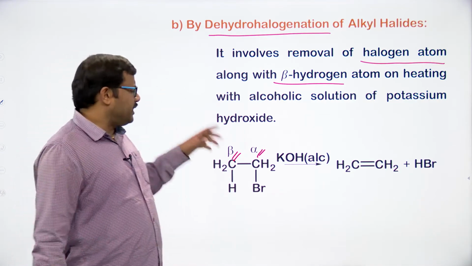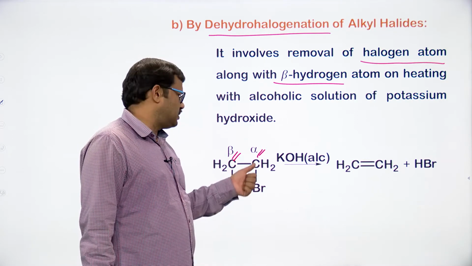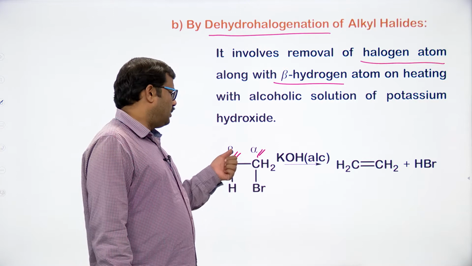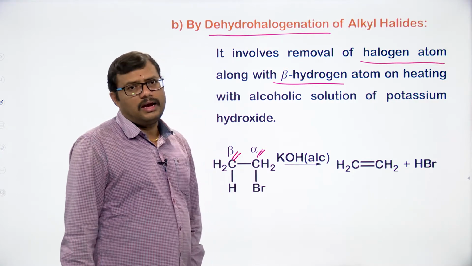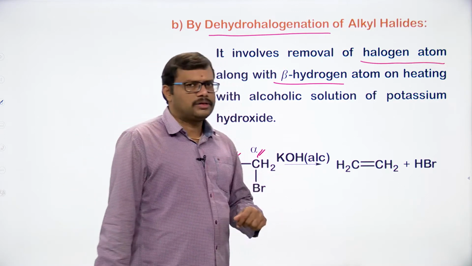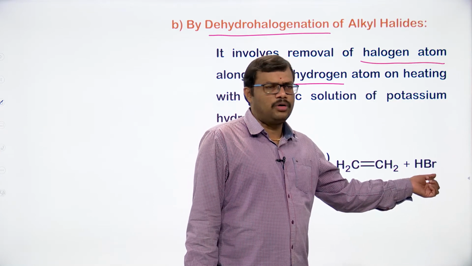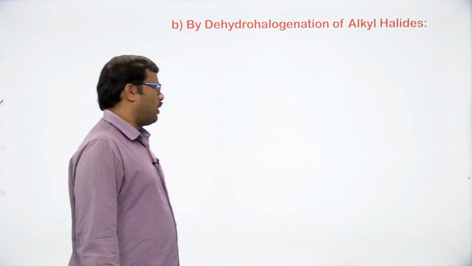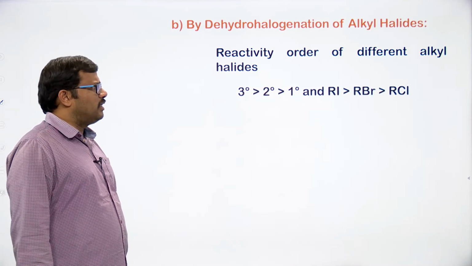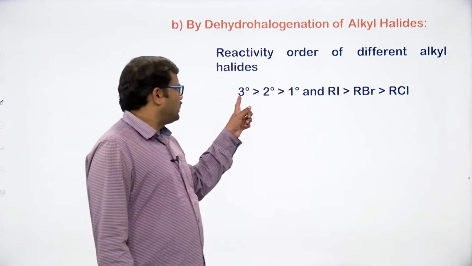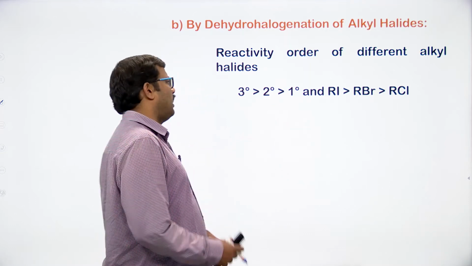Always, the carbon to which the halogen is attached is considered the alpha carbon atom, and the next carbon is the beta carbon atom. Whenever alkyl halides are treated with alcoholic potassium hydroxide, the halogen as well as the hydrogen, that is the proton, are removed and we get an alkene as a product. If we observe the reactivity of the alkyl halides, tertiary is more reactive than secondary alkyl halide, which is more reactive than primary alkyl halide.